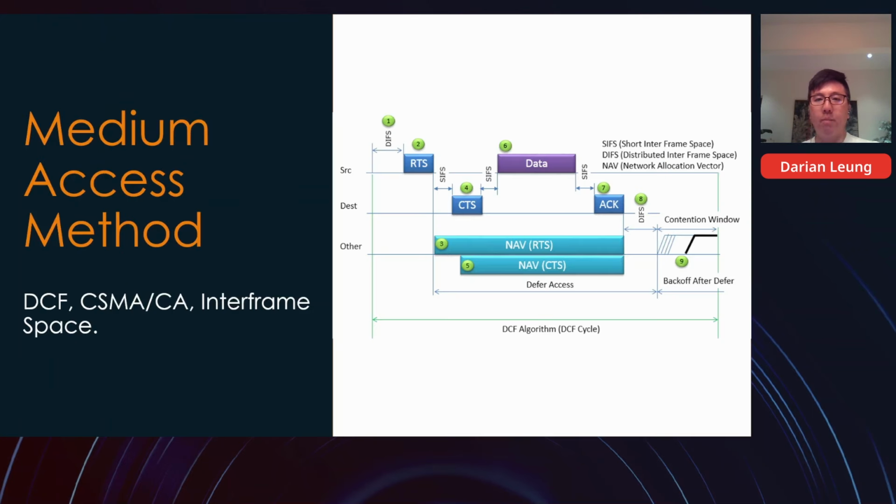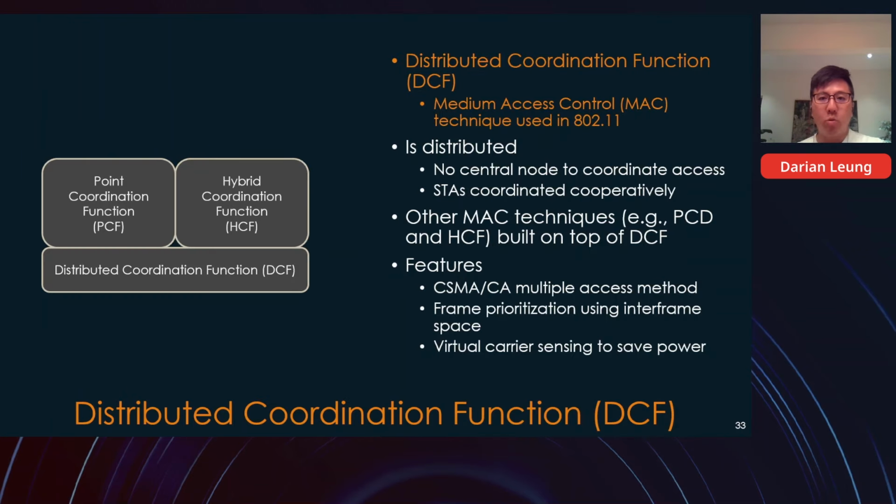Now we'll move on to the medium access method. In other words, how can multiple stations share the wireless medium? The act of coordinating different nodes is known as medium access control, or MAC. And the MAC technique that Wi-Fi uses is known as the distributed coordination function, otherwise known as DCF.